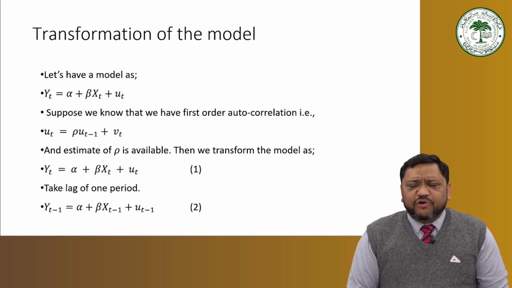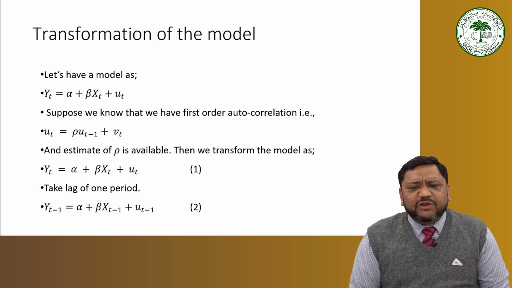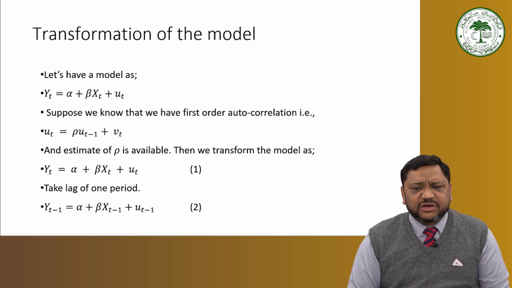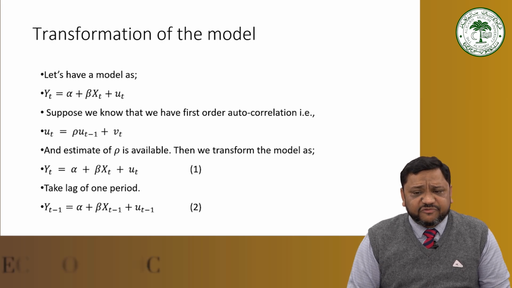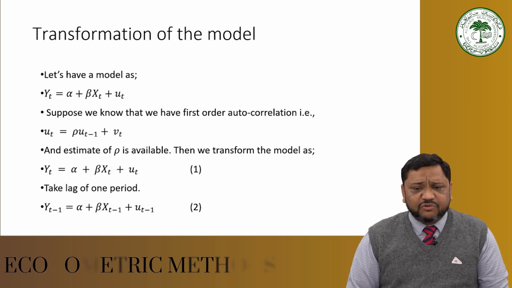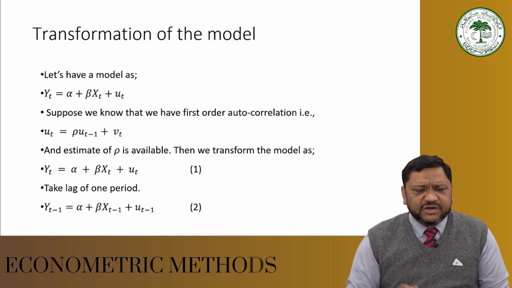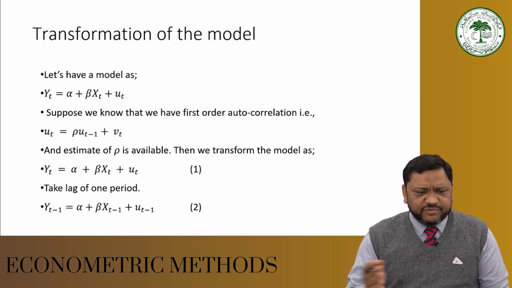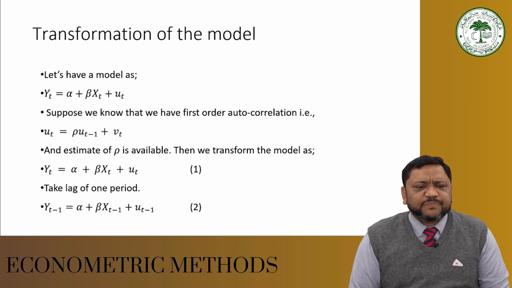See, while you go for transformation of a model, basically one thing we assume here is that we must know the form of autocorrelation, whether it is of first degree or second degree, or we must have the estimate of rho. If these things are known, then we can go for it, and we will see at a later date how to get the values of rho. We will see it just in a few minutes.